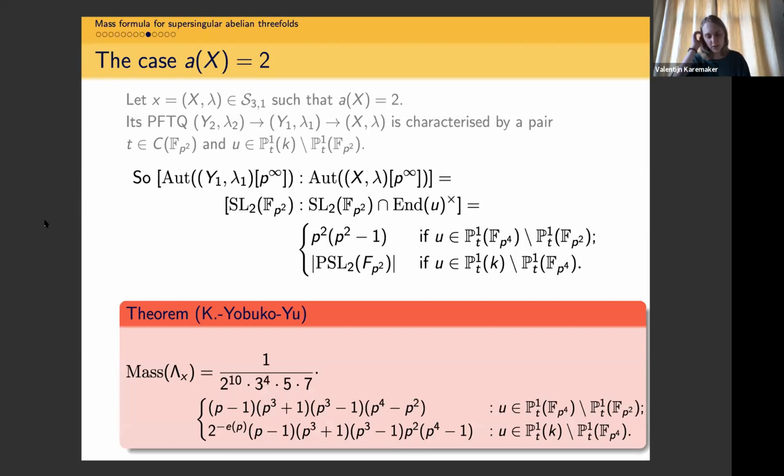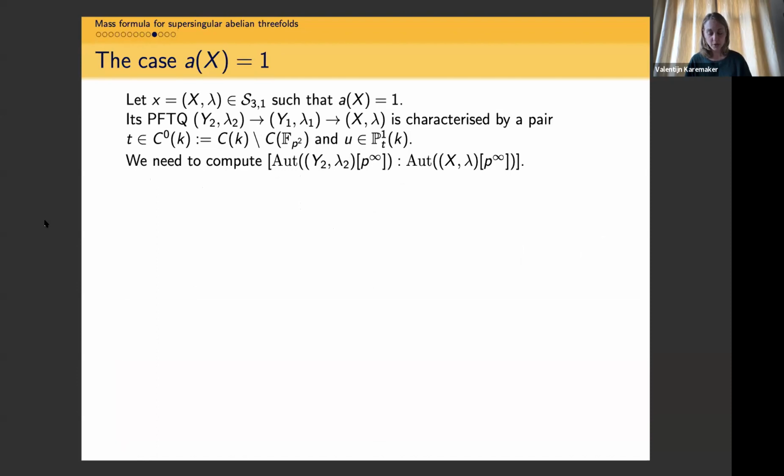Okay, I should also mention that this result for a number 2 is really modeled on a mass formula for 2-dimensional varieties, which was previously worked out by U and U. But now, when we move on to a number 1, things become quite a bit more complicated. So I'll try to just sketch the argument for you in the remaining time.